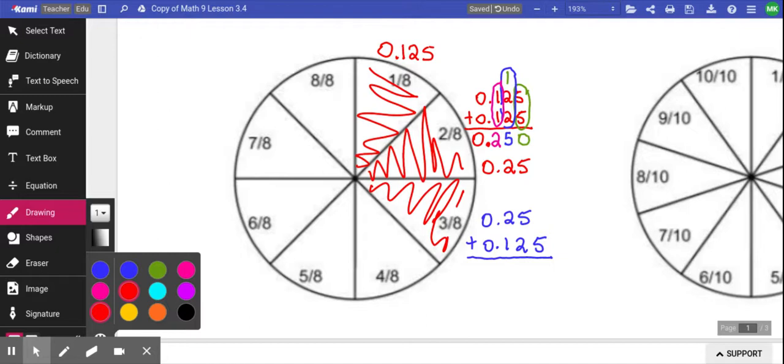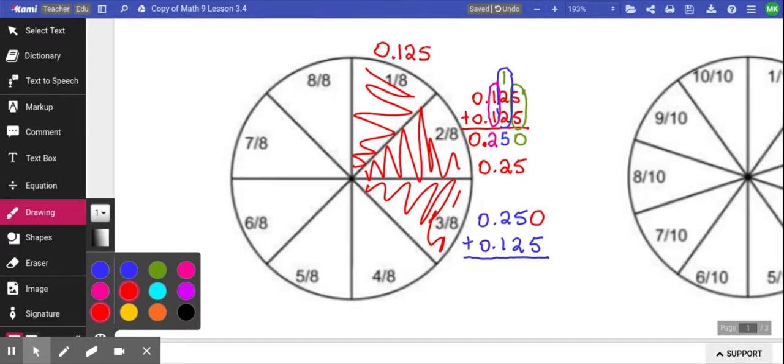So if you added them together, I would put a 0 in here. That would be 5, 7, 3, and 0 point.